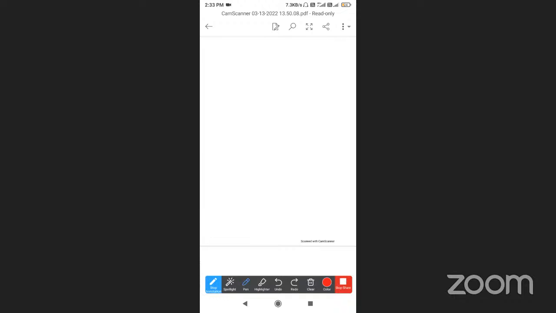Next is page number 90, half range series. The half range series will be there. Half range sine series.